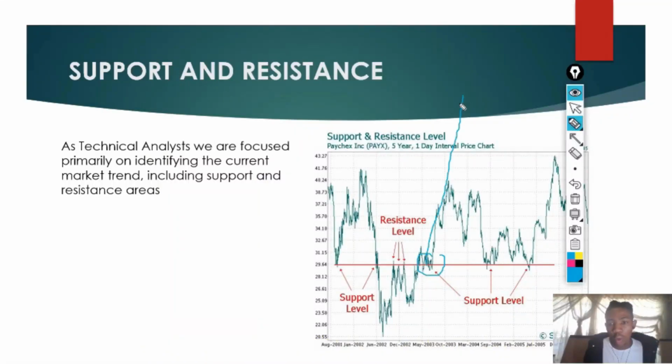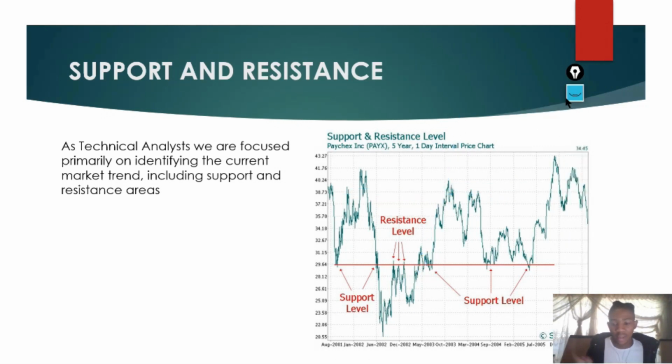Hopefully I don't want to hold it up until next year because I understand I have a strong level of resistance here. So that's where I want to close my trade. That's if I'm swinging, right? So now, without wasting any further time, let's continue.